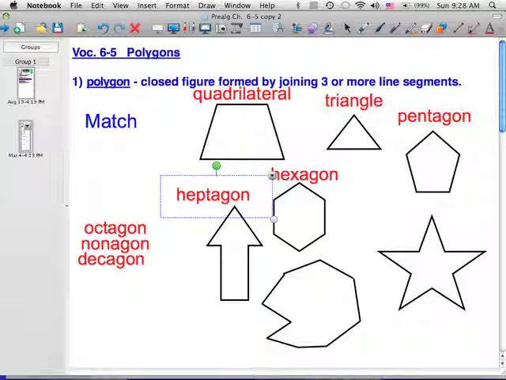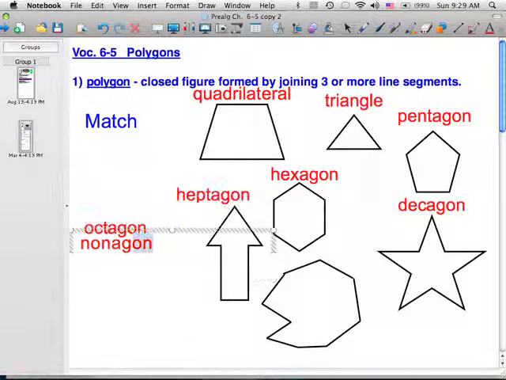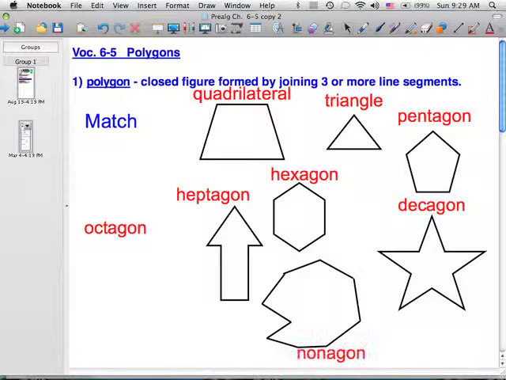Octagon is eight sides. This is 1, 2, 3, 4, 5, 6, 7, 8, 9, 10. That would be our decagon. And this thing looks like Pac-Man. 1, 2, 3, 4, 5, 6, 7, 8, 9. That's our nonagon. And it looks like we have our nonagons here, and our octagon seems to be missing.